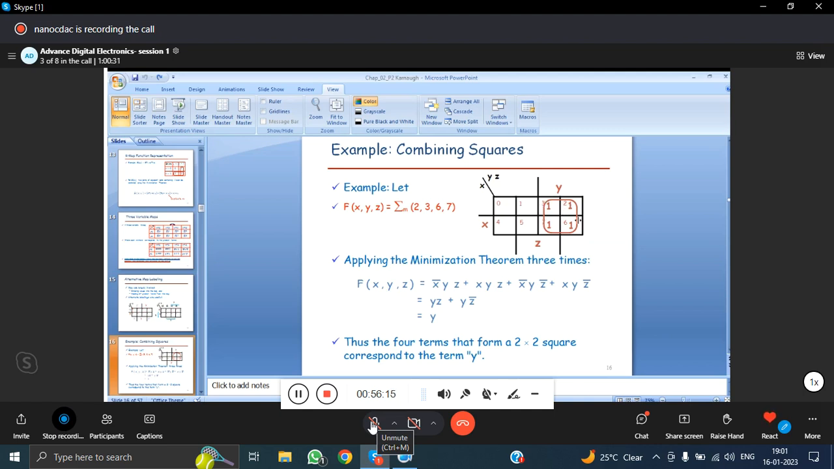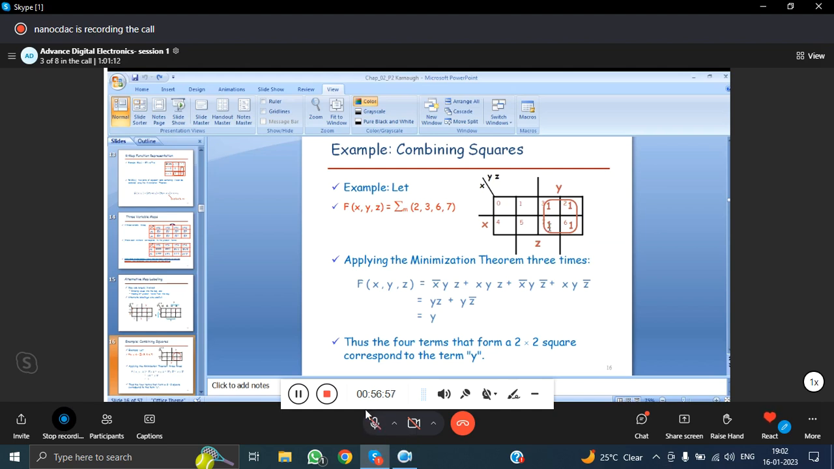If we write the equation, applying the minimization theorem, what is this? You can see x bar, for this 1. So it is x bar y z. The corresponding equation for this one is x bar y z bar, then x y z, and x y z bar.